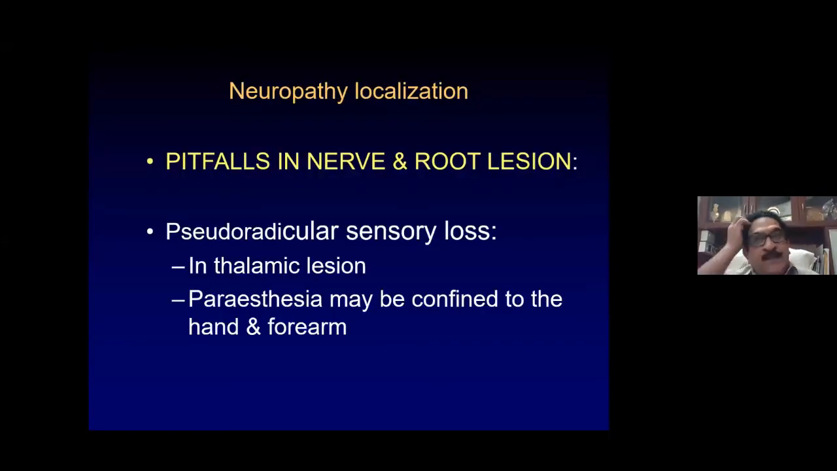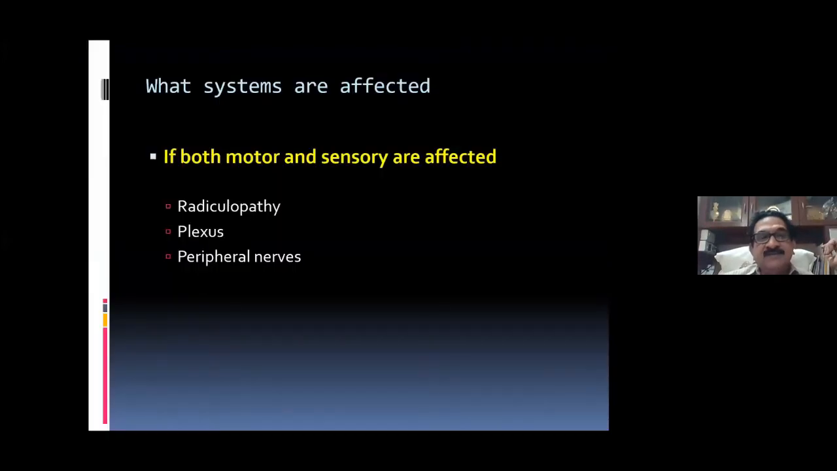Then another pitfall you should remember is that a root lesion can mimic a central nervous system lesion. For example, a thalamic lesion or a parietal lesion can sometimes have paresthesia confined to the periphery, mimicking a peripheral nerve or radicular distribution. This is called pseudo radicular sensory loss.